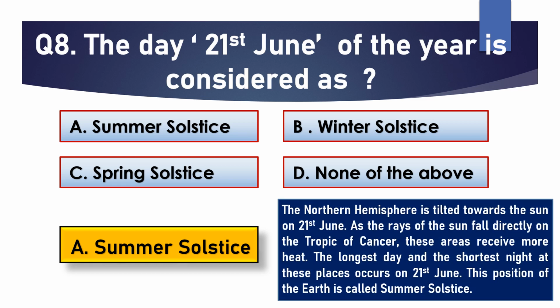The northern hemisphere is tilted towards the Sun on 21st June. As the rays of the Sun fall directly on the Tropic of Cancer, these areas receive more heat. The longest day and the shortest night at these places occur on 21st June. This position of the Earth is called summer solstice.